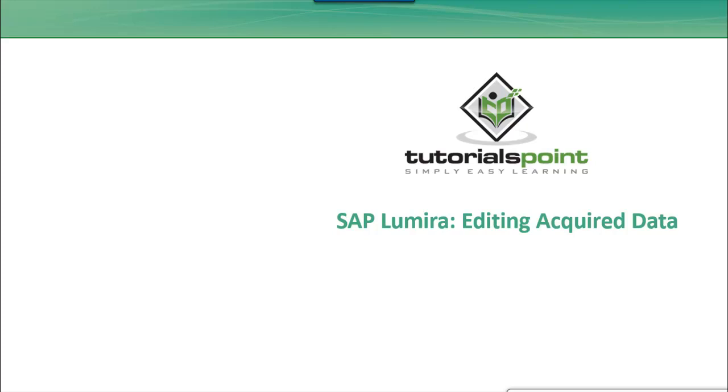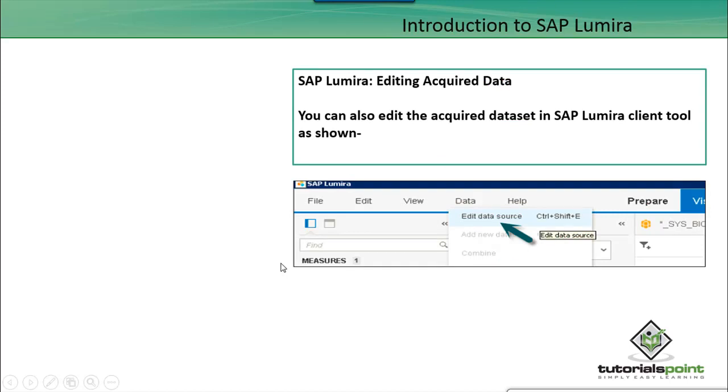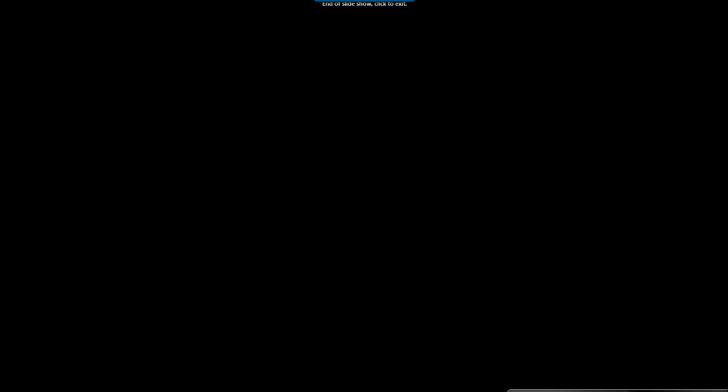In this tutorial we will see how we can edit the acquired data in SAP Lumira. Sometimes we have to make changes to the acquired data set. In that case we have to use the option of editing the data source. For this we go to Data and then click on Edit Data Source in SAP Lumira. Now let's see how we can make changes to the acquired data in the tool.